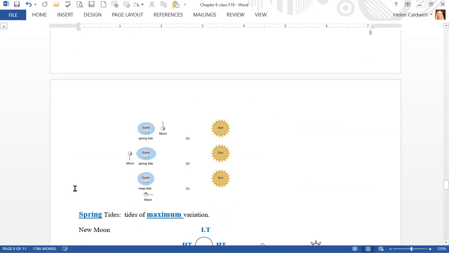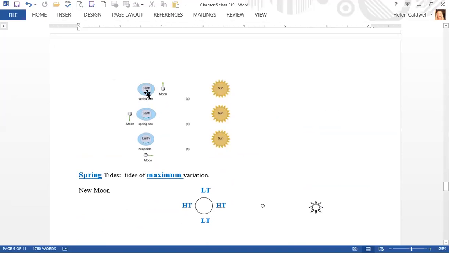All right, so here we have a little graphic. We have the Earth and the sun, and here's a little blob of water, and the moon is going around the Earth. Spring tides are tides of maximum variation, so the high tides are as high as they can get and the low tides are as low. That would be at new moon and full moon.